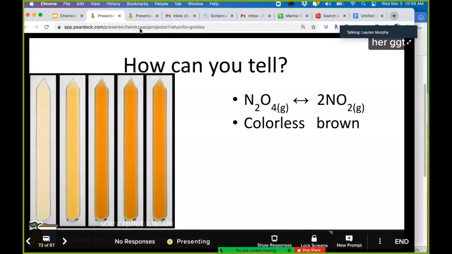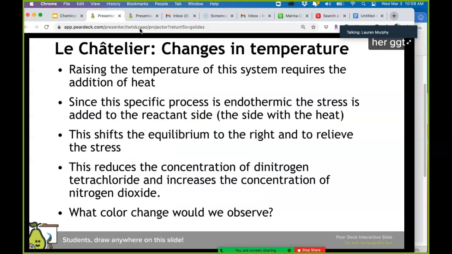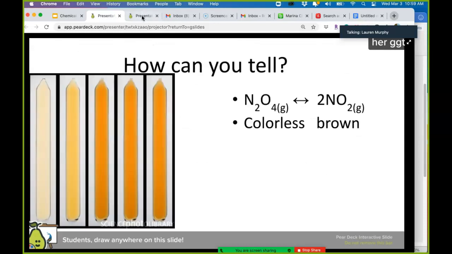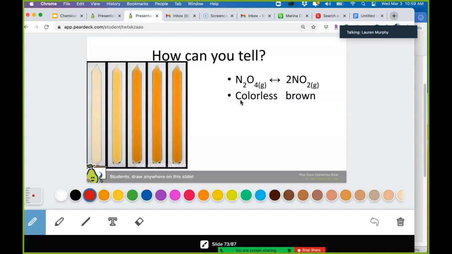Now, I'm going to tell you right now, everything that I'm about to do is on this slide, but I'm going to show it to you, and then all of the words are written down for you to be able to reread when you want to. So let's put back our heat in here, right? We said that the heat was a reactant. Now, let's say we increase the temperature.